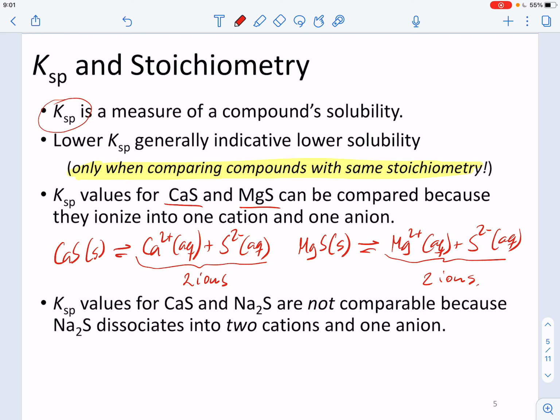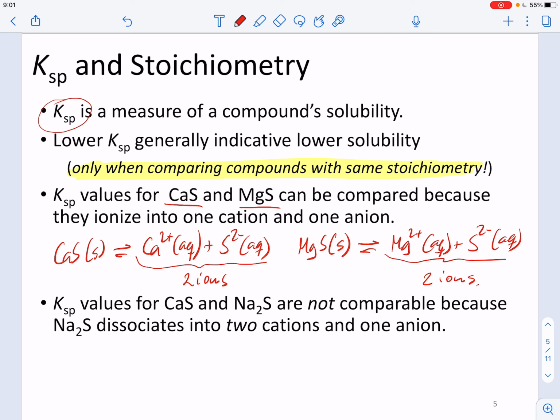So the expression of Ksp for these 2 solids would be pretty much the same. It's the concentration of the cation times the concentration of the sulfide. Nothing raised to the power of anything. Well, raised to the power of 1. So you can use Ksp to compare the solubilities between these 2. Whichever has the smallest Ksp would be the less soluble.